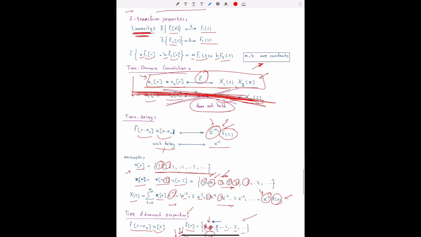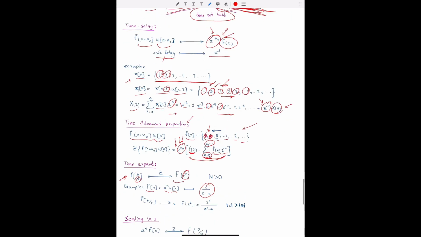Well, we showed this above, right? Now, if we take f of n divided by 2, all we need to do is write f of z to the power of 2. So we write z to the power of 2 here: z to the power of 2 divided by z to the power of 2 minus a, and the region of convergence would be this. And I forgot, this is for n, capital N, positive.